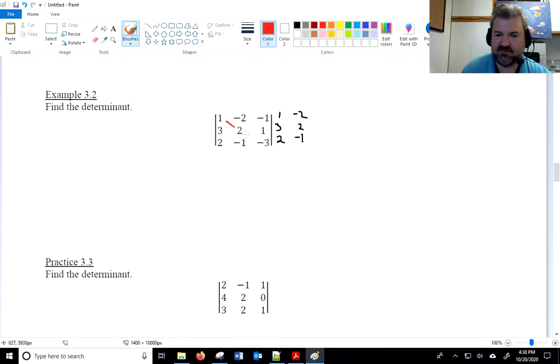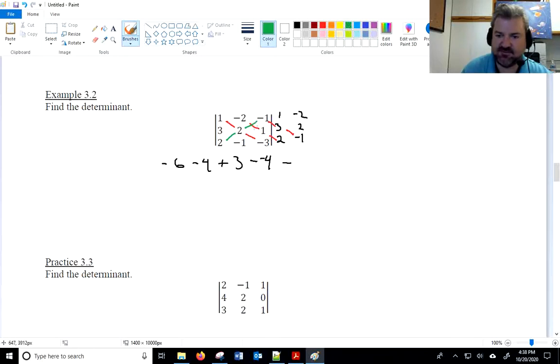We're going to multiply there, there, and there. So 1 times 2 times negative 3 is a negative 6. Then we'll do negative 2 times 1 times 2. That is a negative 4. Negative 1 times 3 times negative 1 is 3. All right, next I'm going to do 2 times negative 1. That's a negative 4, so I minus a negative 4. Remember, we minus on the way up.